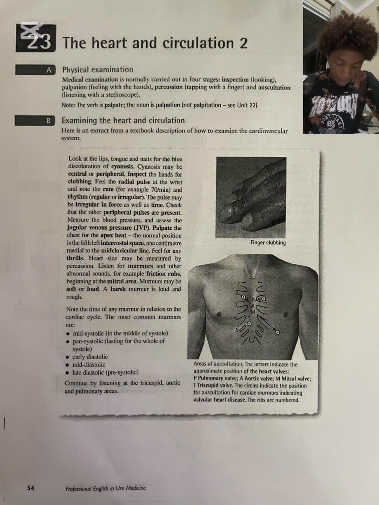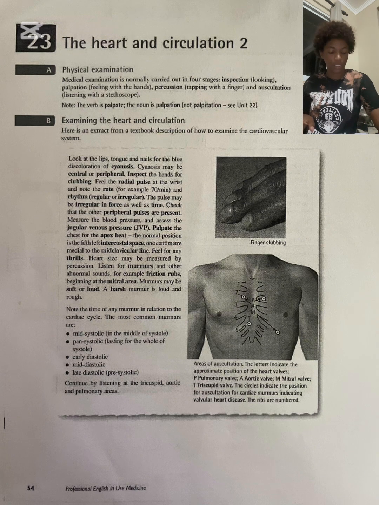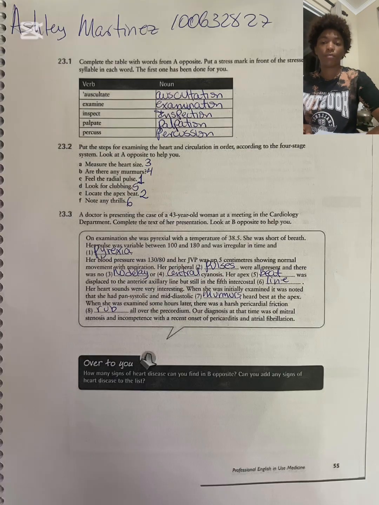Areas of auscultation. The letters indicate the approximate position of the heart valves: pulmonary valve, aortic valve, mitral valve, and tricuspid valve. The circles indicate the position of auscultation for cardiac murmurs, indicating valvular heart disease. The ribs are numbered.